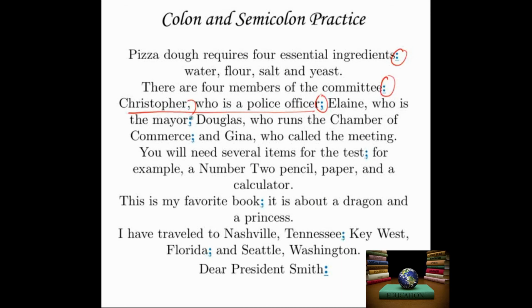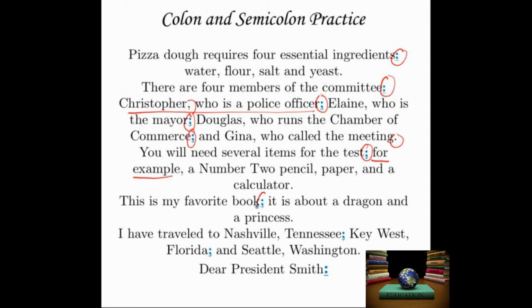Elaine, who is the mayor, semicolon. Douglas, who runs the Chamber of Commerce, and Gina, who called the meeting. And then you have a period there because it's the end of the sentence. You don't need another semicolon. Semicolons are not end punctuation. Next, you will need several items for the test. Semicolon, for example. Remember that introductory phrase? Well, you use a semicolon before it. For example, a number 2 pencil, paper, and a calculator.